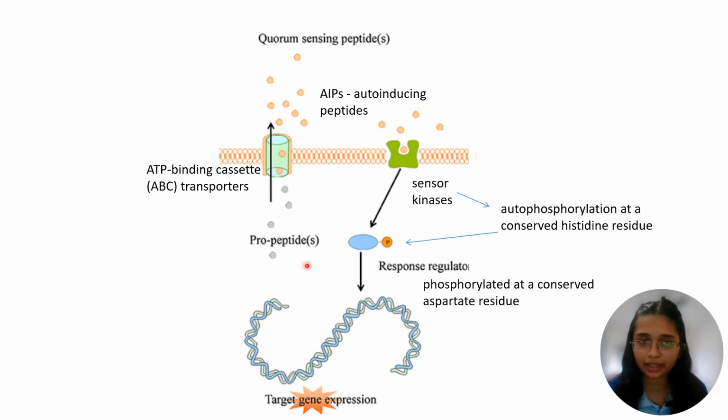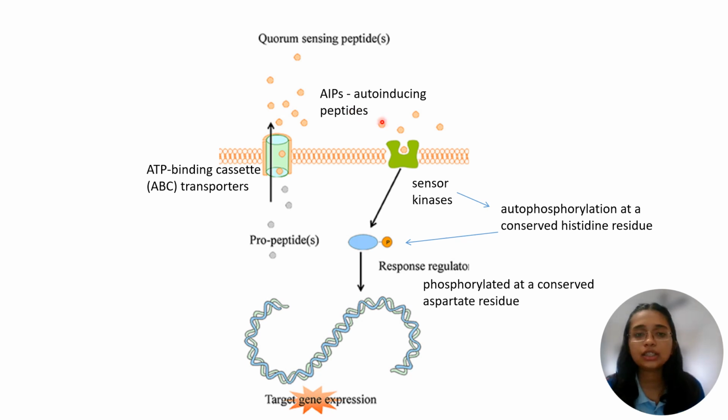So here in the bacteria, a propeptide is synthesized. After post-translational modification, it converts into AIP, autoinducing peptide, and now it can be secreted with the help of an ABC transporter. When the concentration of this AIP is increased, it can be sensed by the sensor kinase. As we saw earlier, these bacteria use a two-component system. One is the sensor kinase, and the other one is the response regulator.